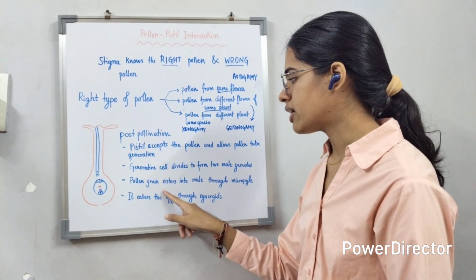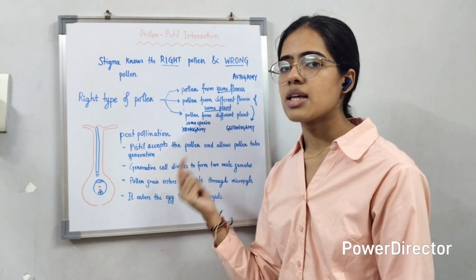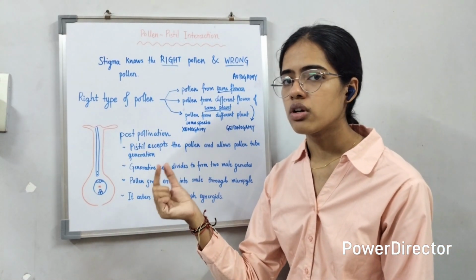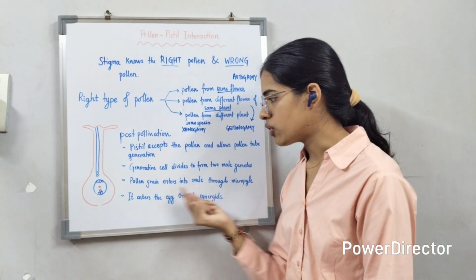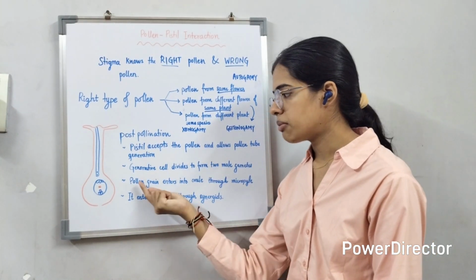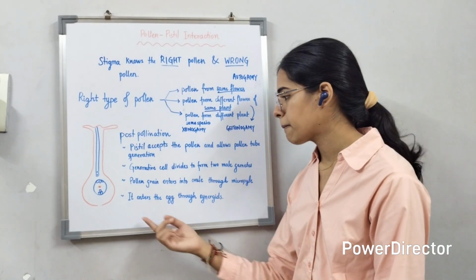Next, the pollen tube enters into the ovule through the micropyle. The ovule contains a micropylar end, which is a germ pore, an opening. The pollen tube, which is germinating from the pollen grain, enters into the ovule through the micropylar end.